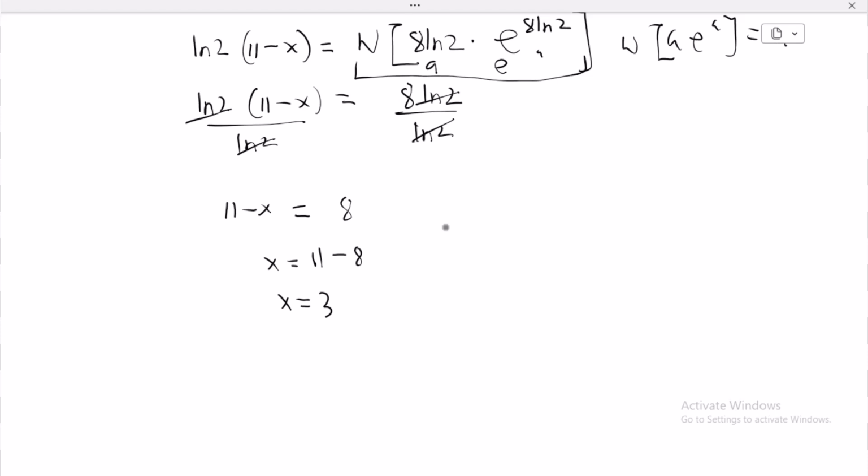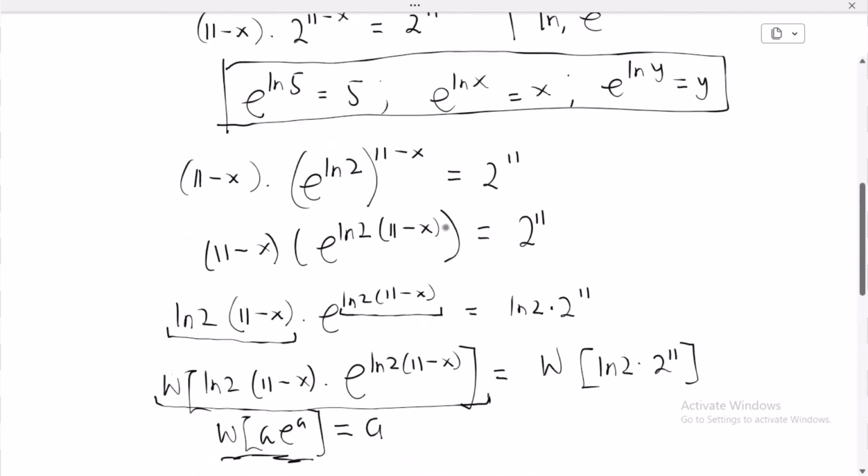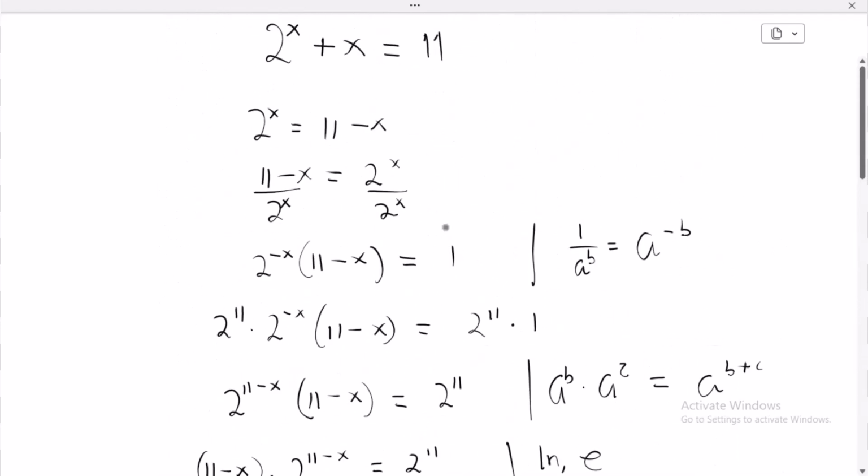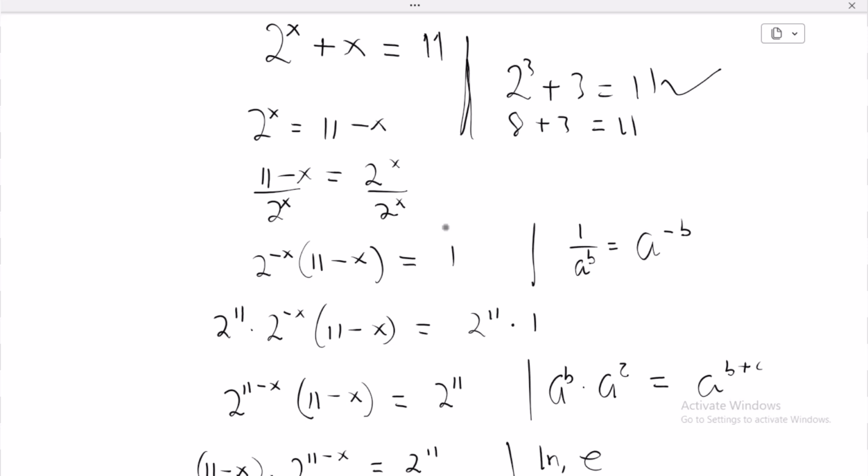Now let's test the value, which is 3. Now over here, testing for the value, we have 2 to the power 3 plus 3 is equal to 11. Yes, that's correct. So because 2 to the power 3 is 8 plus 3, that's equal to 11. That means our value x equals 3 is correct.